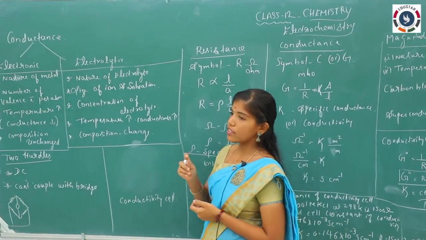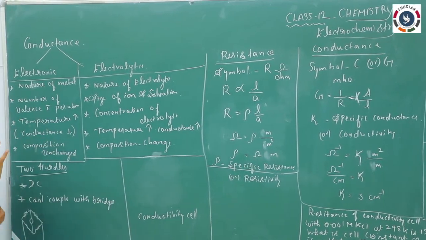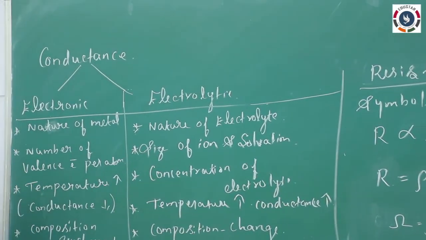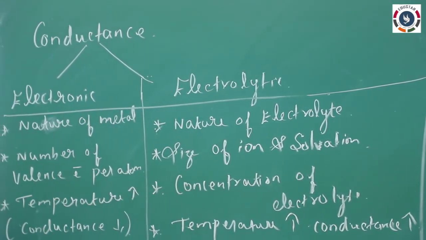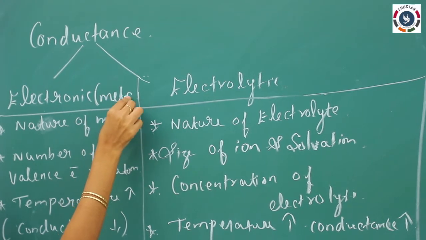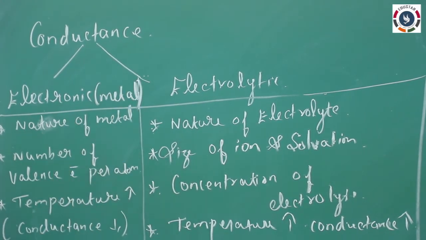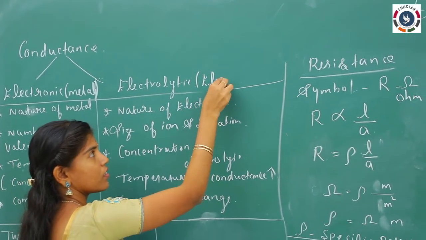What is conductance? The movement of charges is known as conductance. Conductance is of two types: one is electronic conductance and the other is electrolytic conductance. Electronic conductance is seen in metals. Electrolytic conductance is seen in electrolytes.